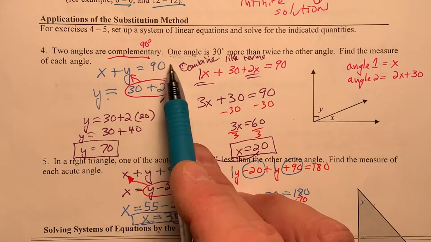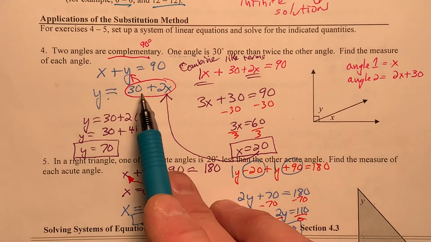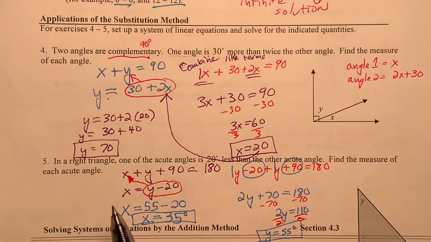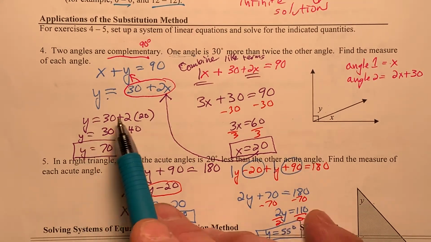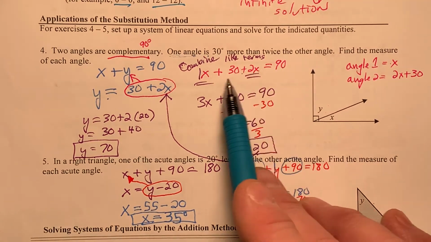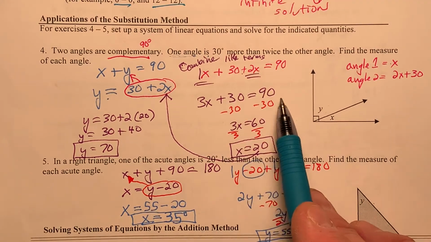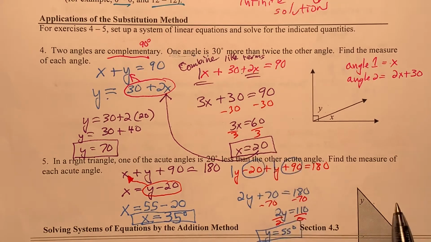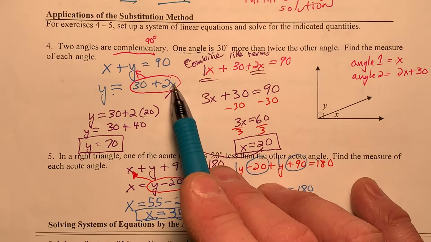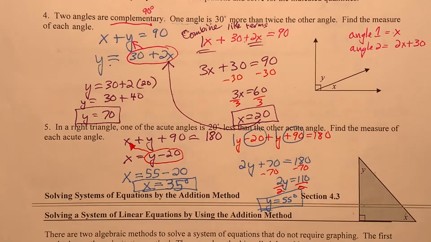They have it set up x plus y equals 90 and y equals 30 plus 2x. So we take that, sub it into the other one. It's then x plus 30 plus 2x equals 90. Combine like terms, 3x plus 30 equals 90. Subtract 30 and divide by 3. So x is equal to 20, put it back in. Y then is equal to 70.